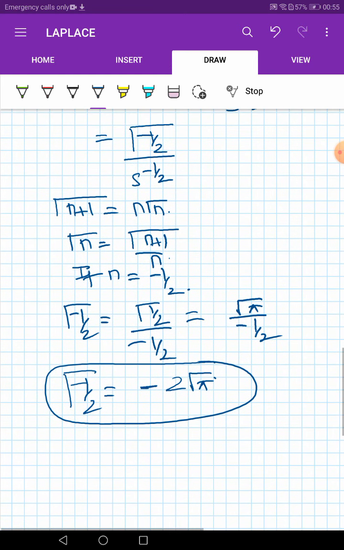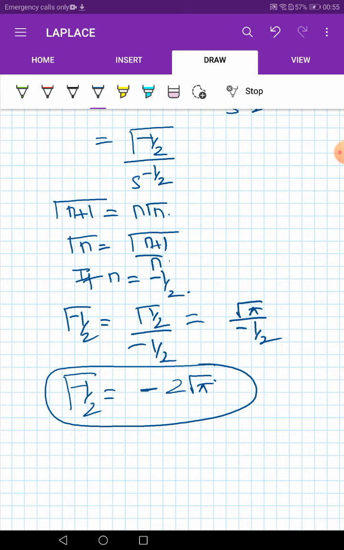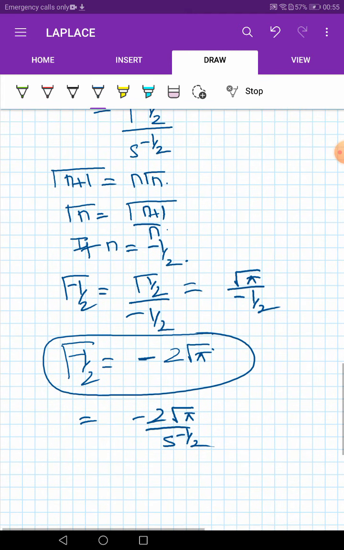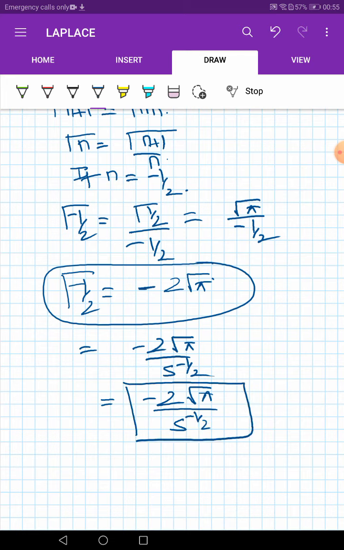Put the value of the gamma function of minus 1 by 2 in the above equation that we are having. So we will get minus 2 root pi divided by s power minus 1 by 2. So this is our answer: minus 2 root pi divided by s power minus 1 by 2. This is our required answer.